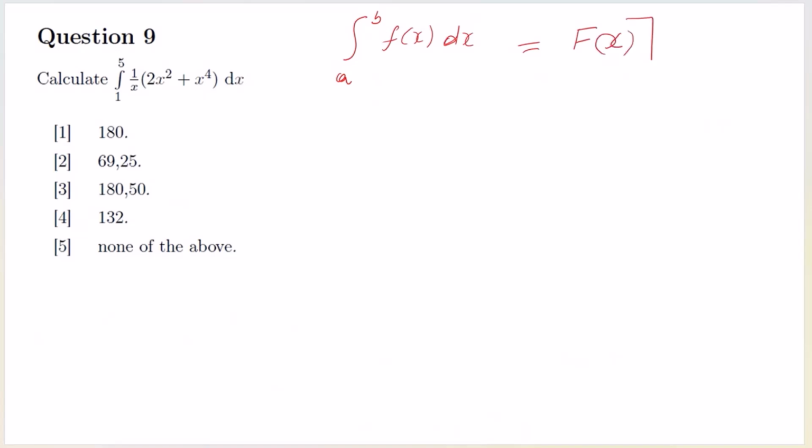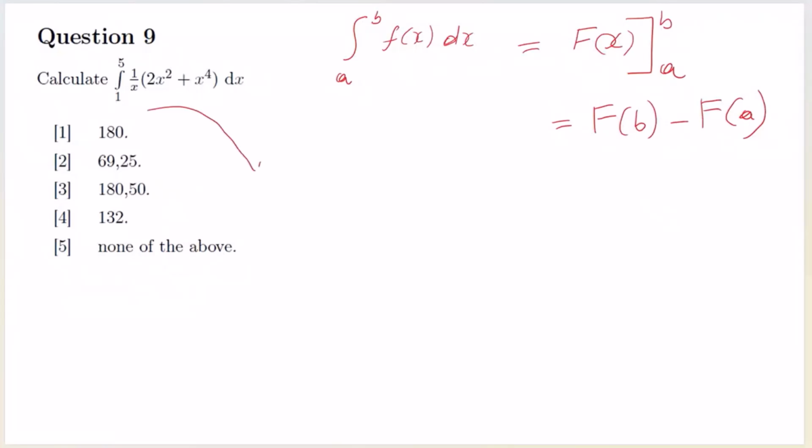After you have done that, you find your limits a and b, which is equal to F of b minus F of a. So now this is the definition of a definite integral. But first, before you find that, you need to first simplify this.